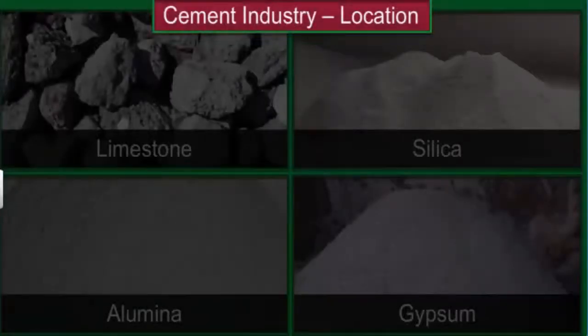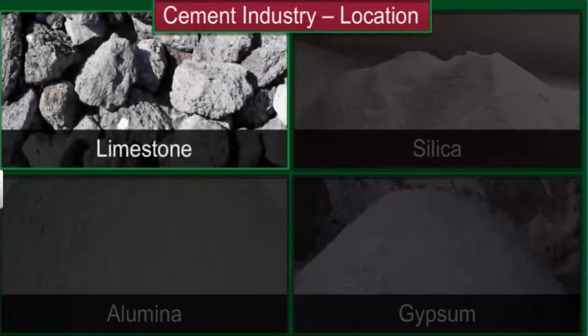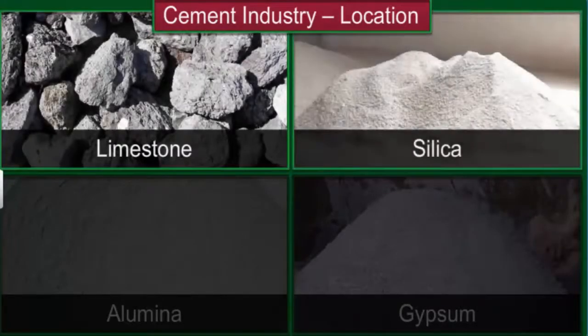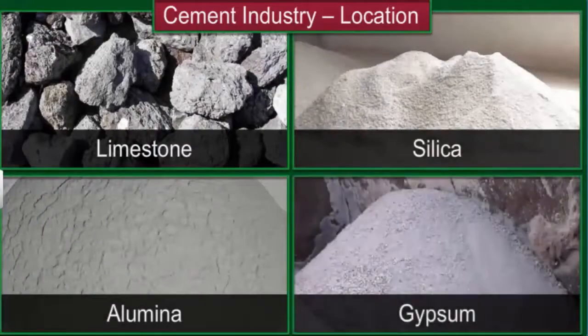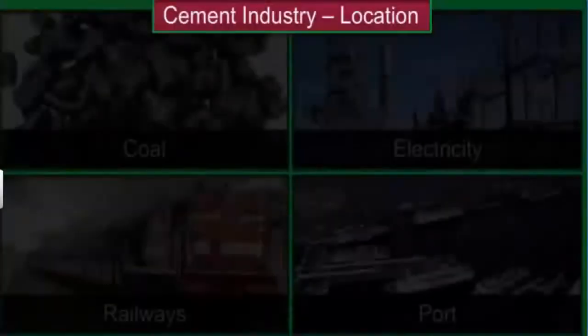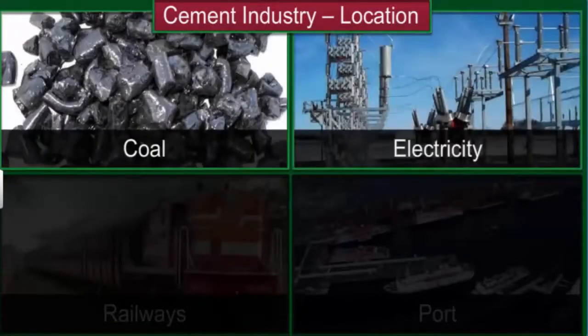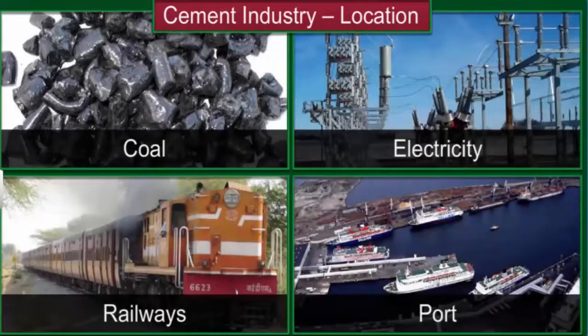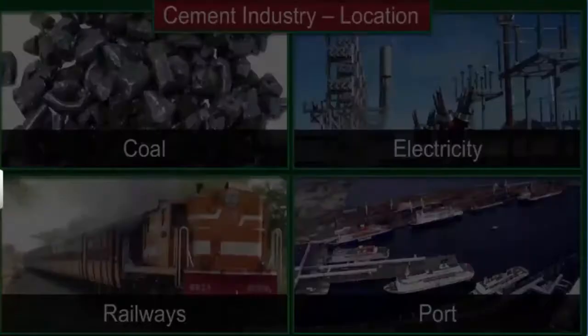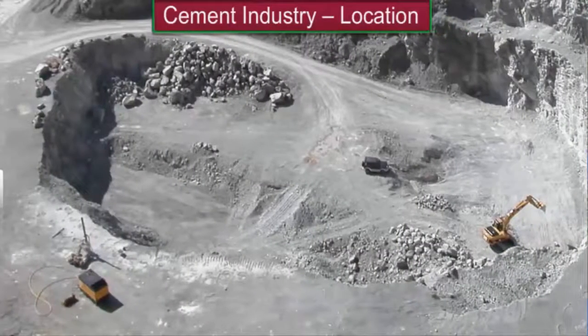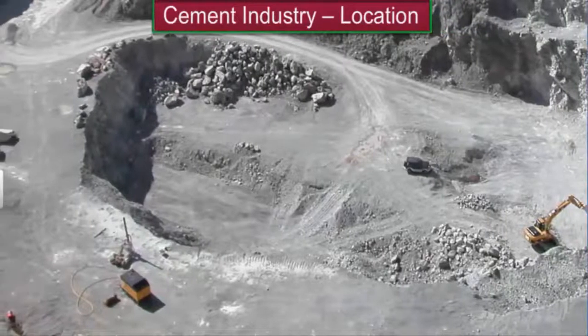The cement industry uses heavy raw materials like limestone, silica, alumina, and gypsum in bulk quantities. It also requires large quantities of coal, electricity, and a good railways and port transportation to meet nationwide and export demands. Thus, most cement plants are located near limestone quarries.